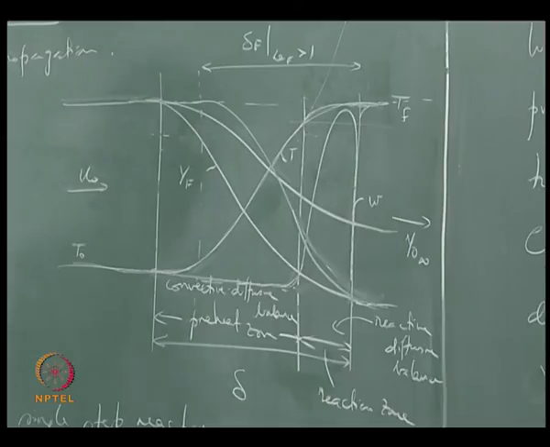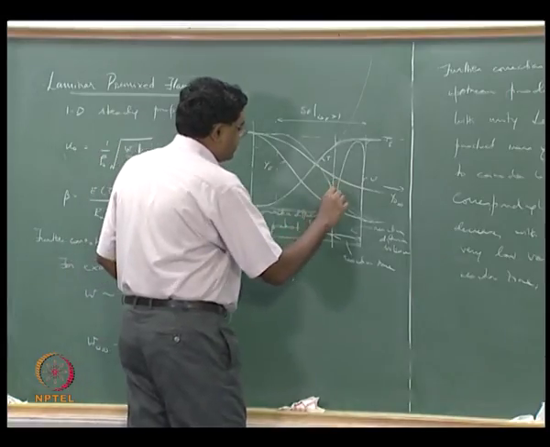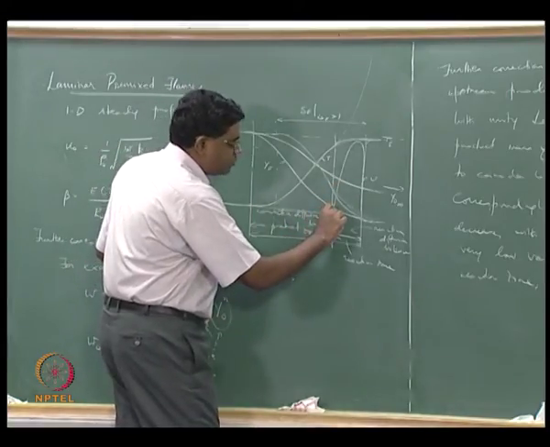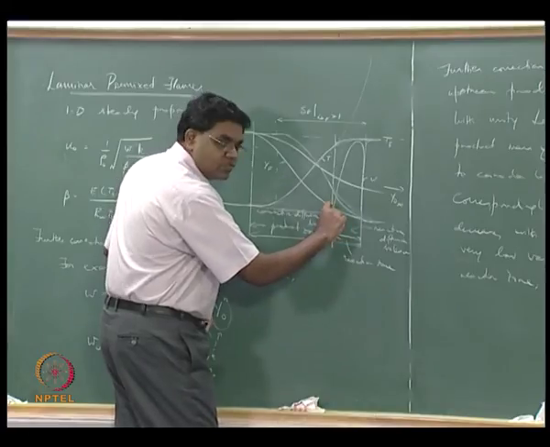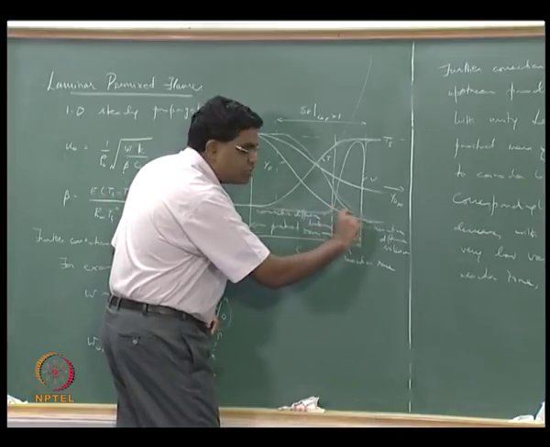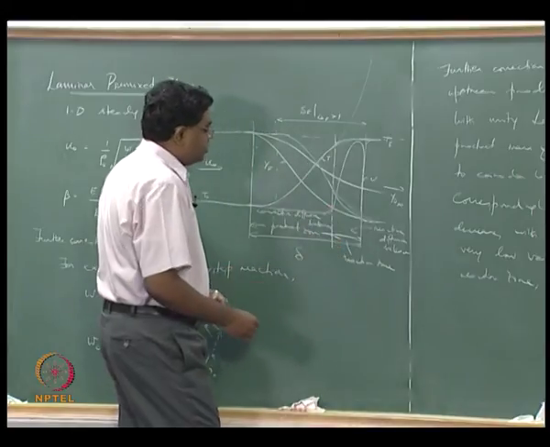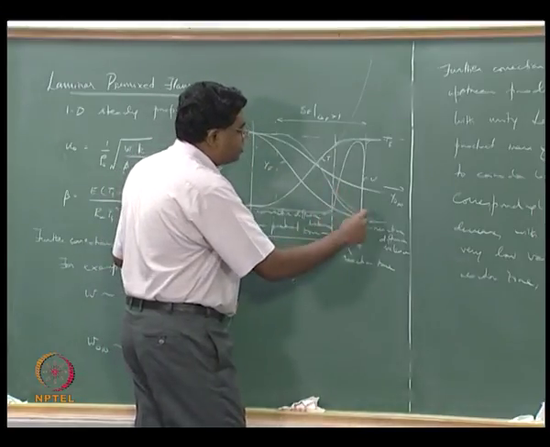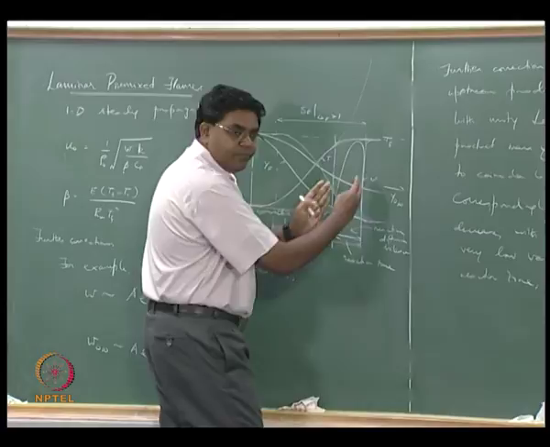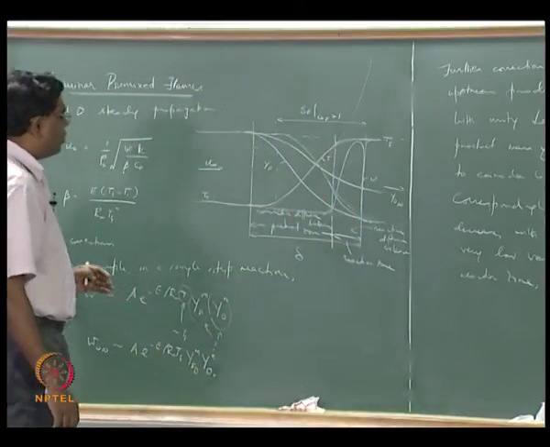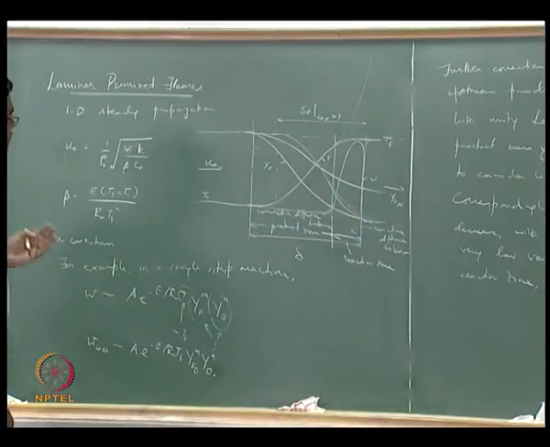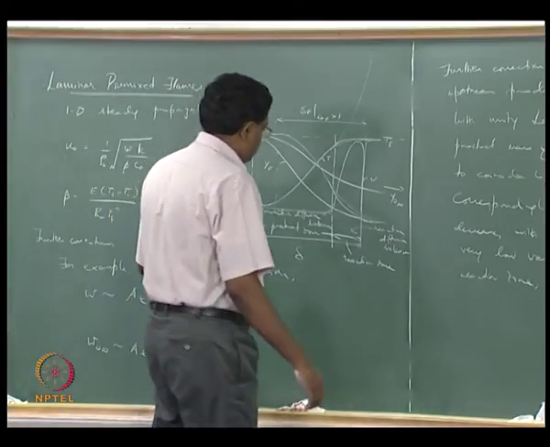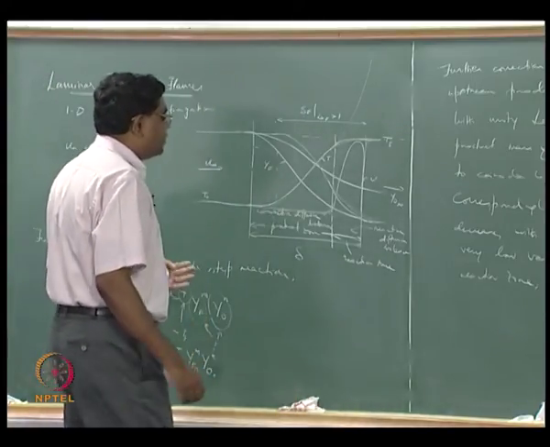So what has happened here? What we find is, instead of having a variation that was only so small within this region, you are now having a larger variation within the thermal region. So that means your concentrations have to be taken to be higher than what we did here.